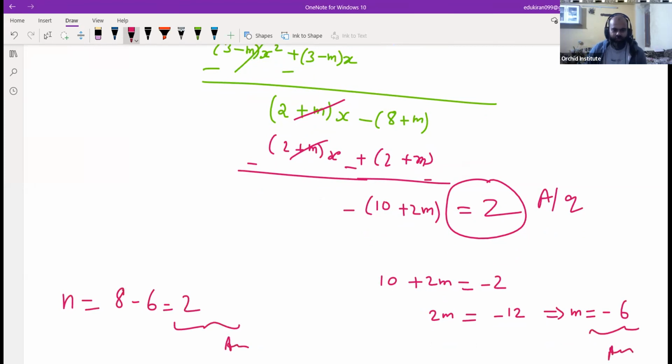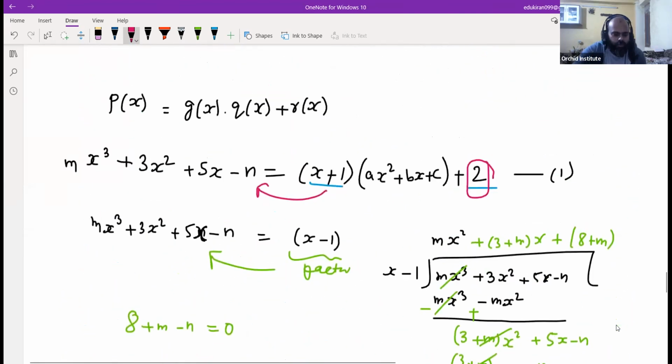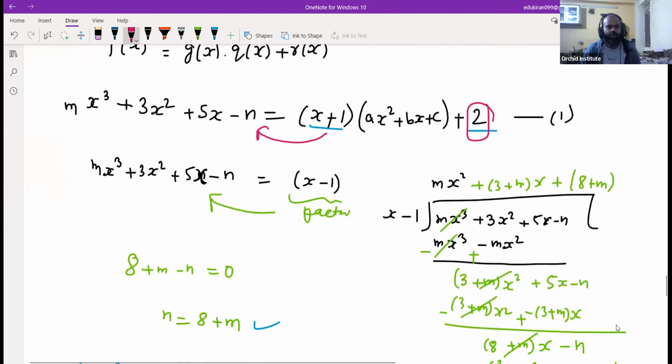Okay. So you can note it down from here. Mostly we have to do polynomial division in this question.